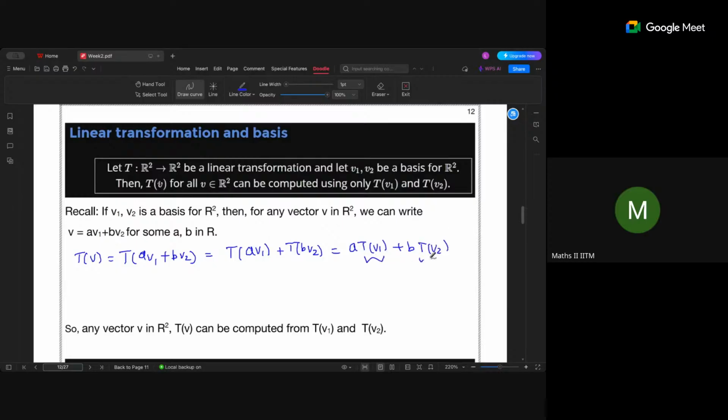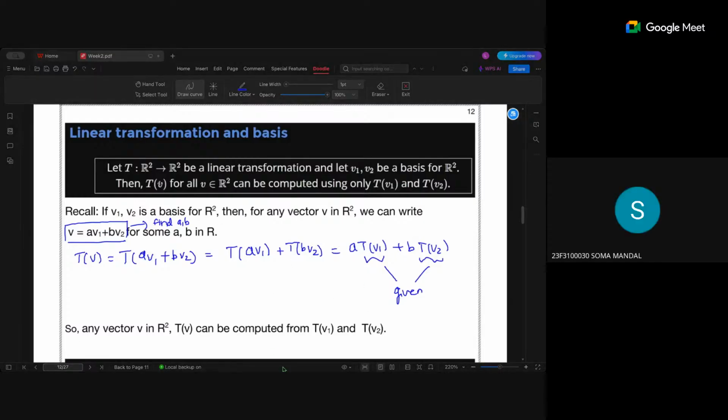And these are given to us. Right? So from this expression, we can already find A comma B. You put the A comma B here, and these two values are given to you. So now do you get the expression of T of V? Yes. So for any vector V, you can compute the expression for T of V from TV1 and TV2. Is this clear? We will see some examples for this. But up to this, is this clear? Yes, ma'am. Okay, good.